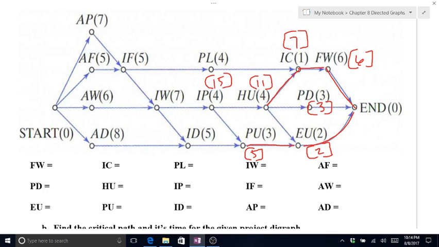IC goes back to PL, so that gives me 11. PU is the only one that goes back to ID, so that gives me 10. Both of these lines, ID and IP, lead back to IW. The biggest one is 15, so that's going to make IW 22. ID is the only one that leads back to AD, so that makes this 18. IW is the only one that leads back to AW, so that makes this 28.